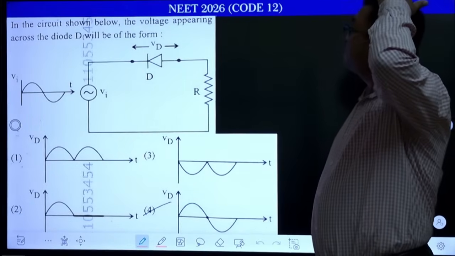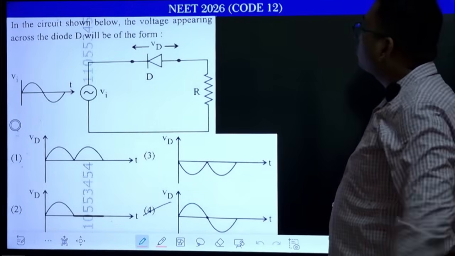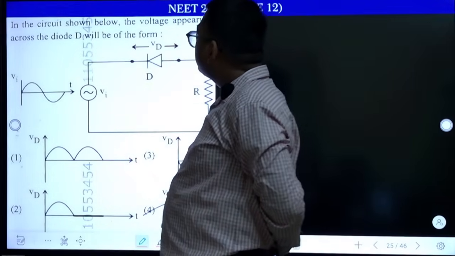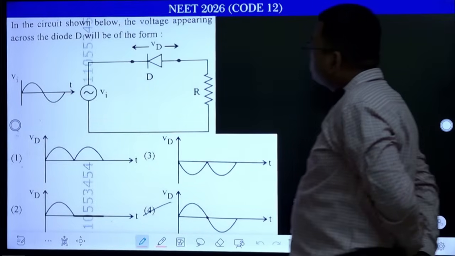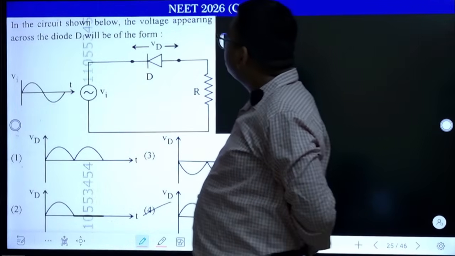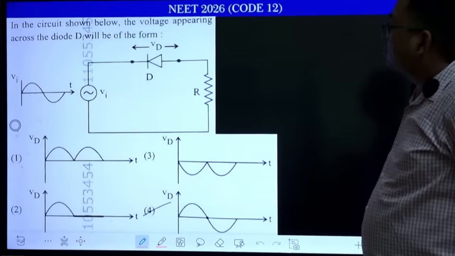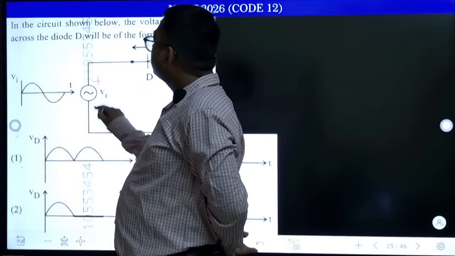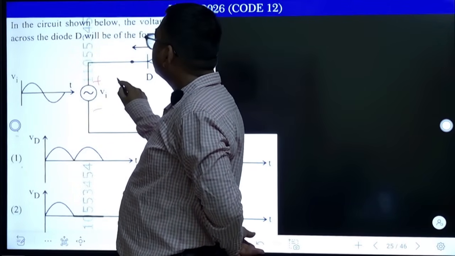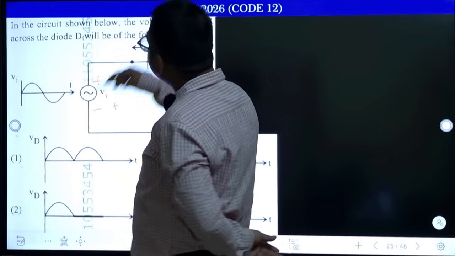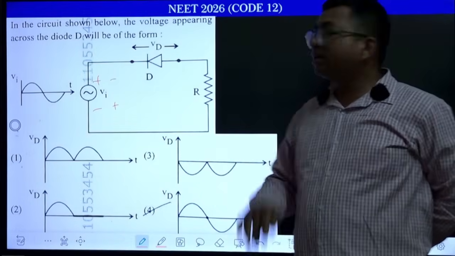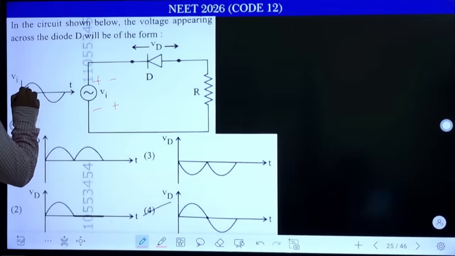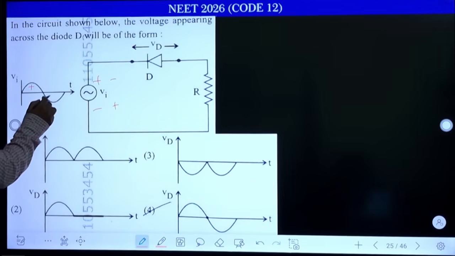In the circuit shown, the voltage appearing across the diode D will be of the form. What is the voltage across this? So input is here, and what is the voltage across this? So first of all, we can clearly see it is reverse bias, correct? But not necessarily, because it's an alternating voltage, because sometimes it is plus minus, and sometimes in the next half cycle minus plus. So in the first half cycle current will not come, because in this first half cycle it is plus, right?